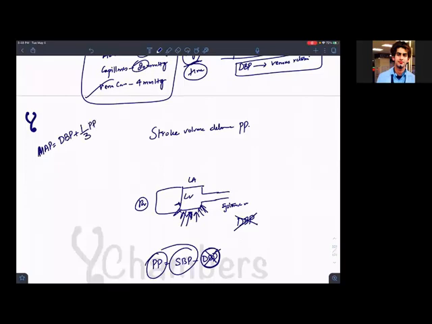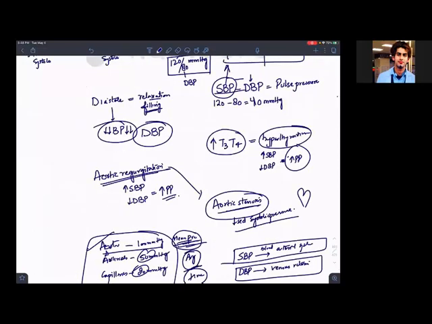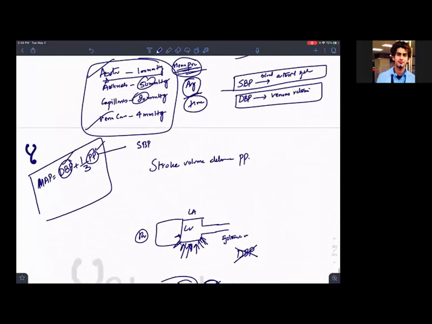Is it clear? So if anyone tells you to calculate the mean arterial pressure, you will be needing diastolic blood pressure and pp. But for pp, you will be needing SBP. I hope you understand. Because this equation, SBP minus DBP, will give you pp. And you need pp. Even if you have DBP, you will still be needing SBP for pp. Is it clear?